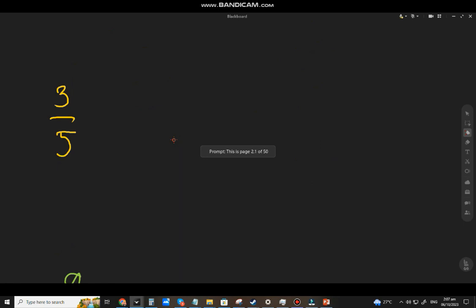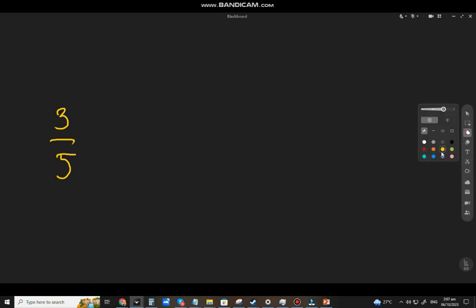Next one, what if we have 3/5? How are we going to solve this one? Let's check this one. So 3 divided by 5, but we know that 3 is lower than 5. We have to add a point 0 placeholder, just to make it bigger.